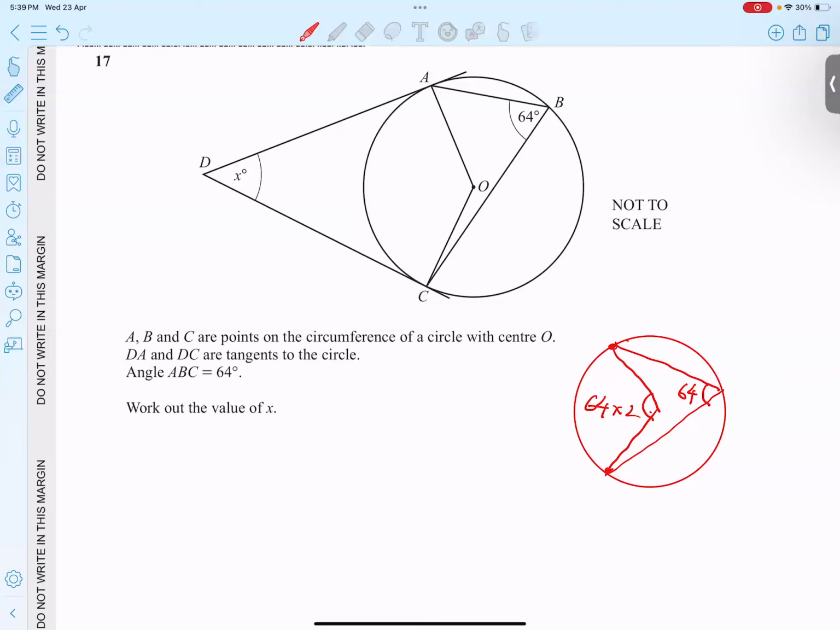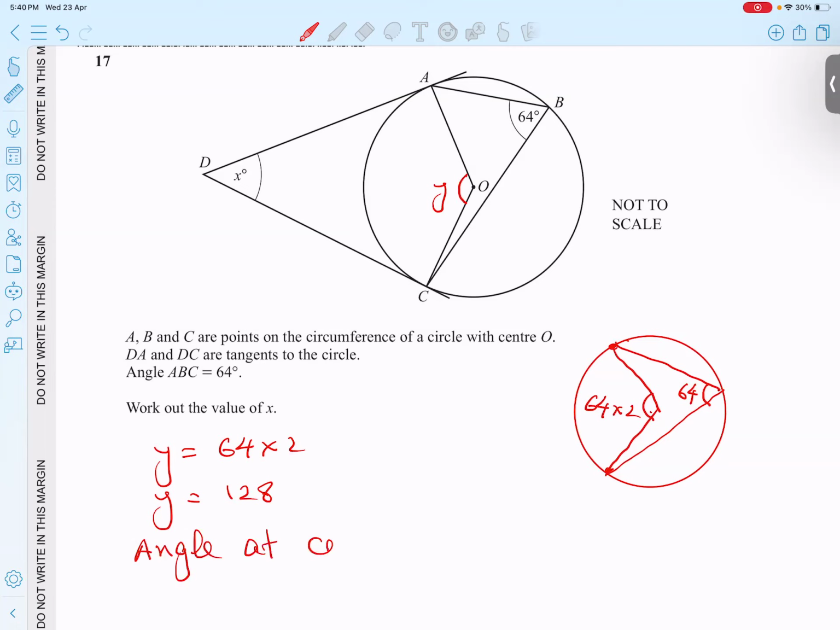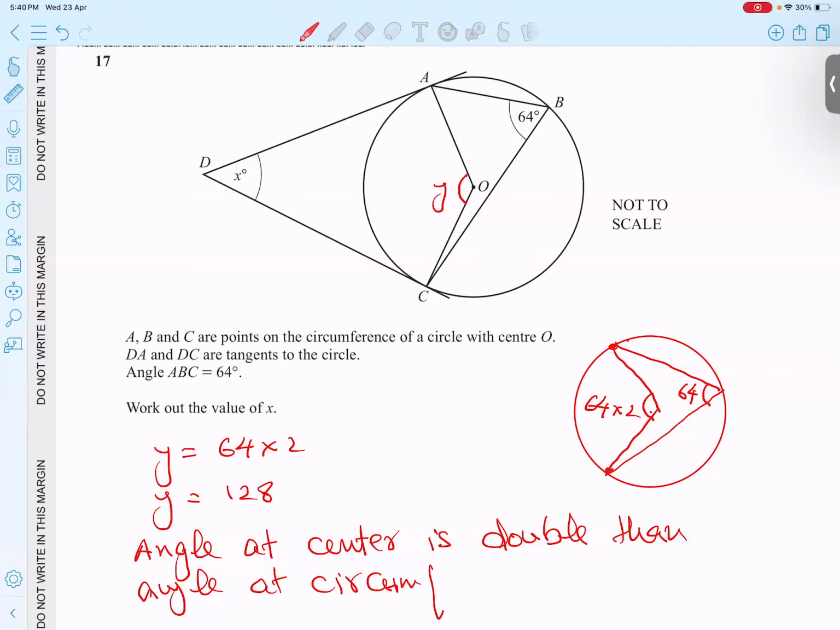And what is the reasoning? That is very clear. I call this angle y. So I'm saying y is equal to 64 times 2, and I got 128. And what is the reason? Although he's not asking for a reason: the angle at the center is double, or twice, the angle at the circumference. Okay, now here we have 2 criteria.